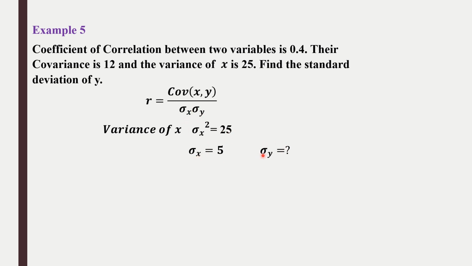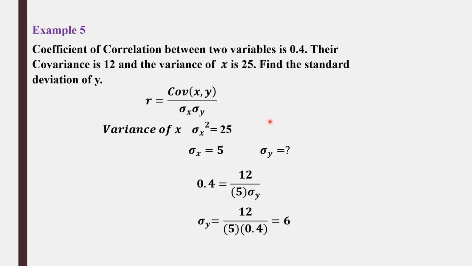We have to calculate sigma y. Substitute all the values here. R is 0.4, covariance is 12. Variance of x is 25, so sigma x will become 5 and sigma y is to be calculated. Cross multiply and calculate sigma y, that comes out to be 6. So direct substitution in the formula.